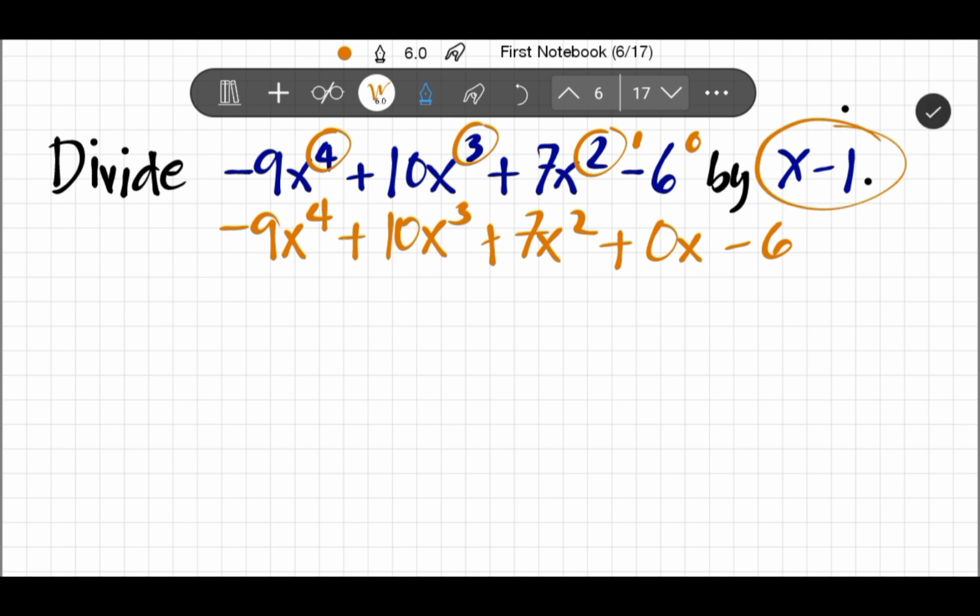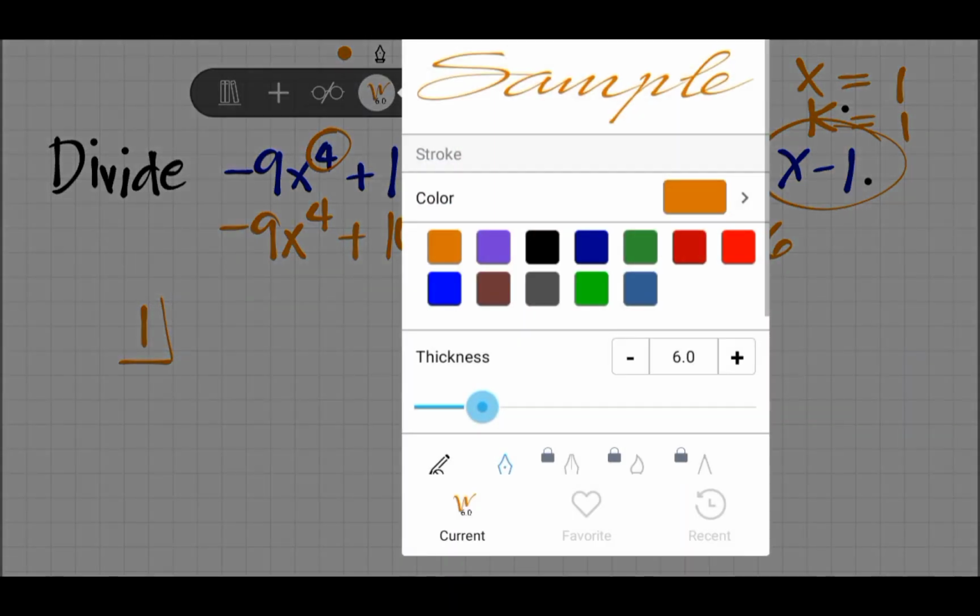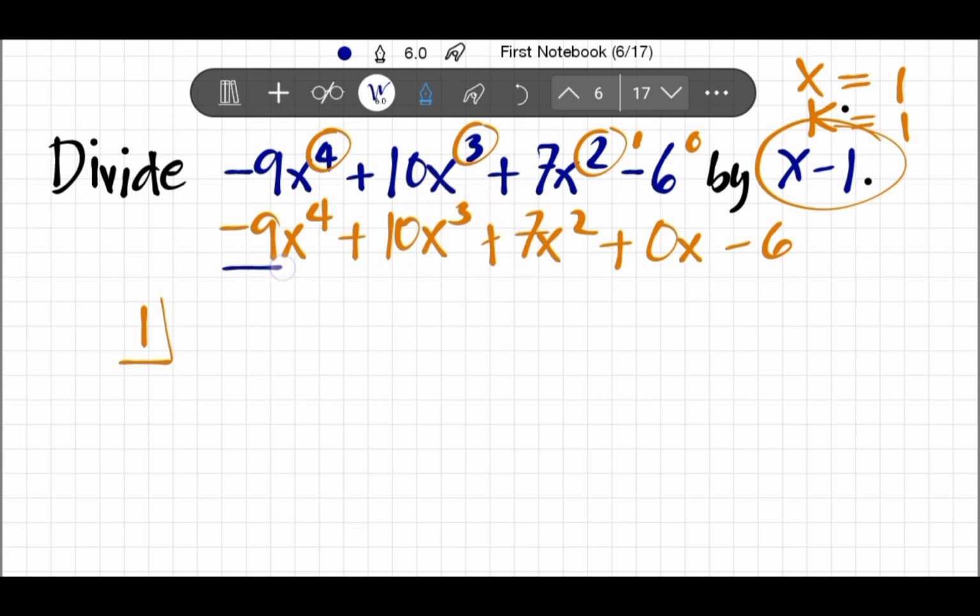By looking at the divisor x minus 1, you can conclude now that x is equal to positive 1, or simply k is equal to positive 1. So here, let us put 1. And then identify the coefficients of the dividend. We have negative 9, positive 10, positive 7, 0, and negative 6.